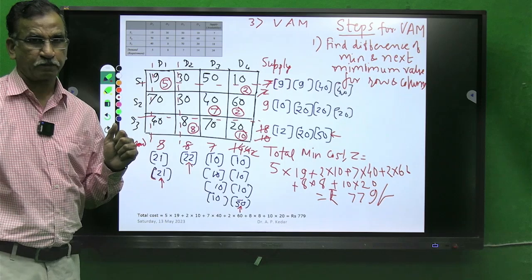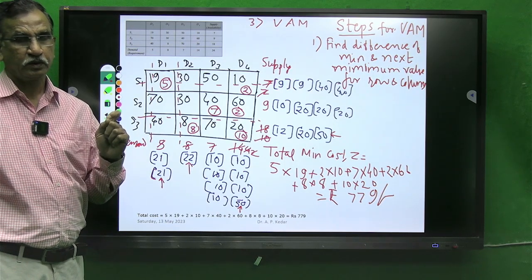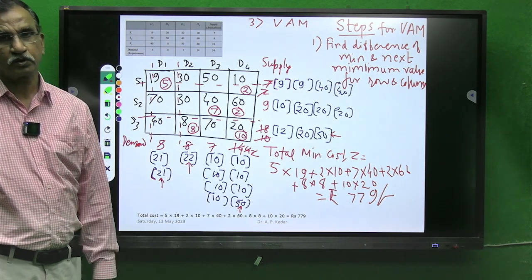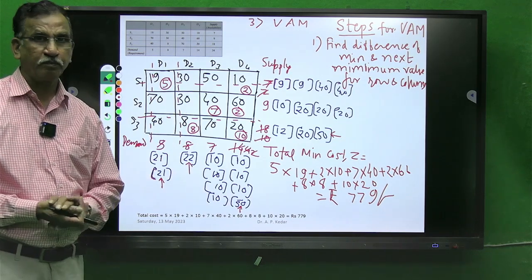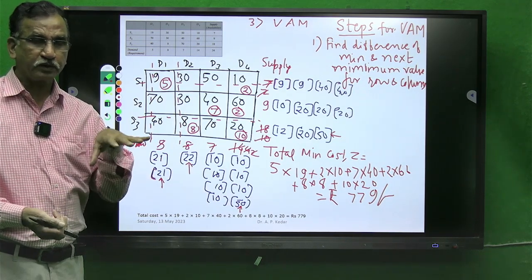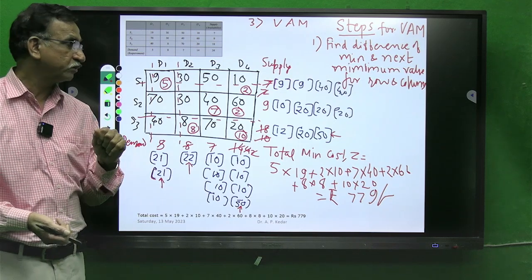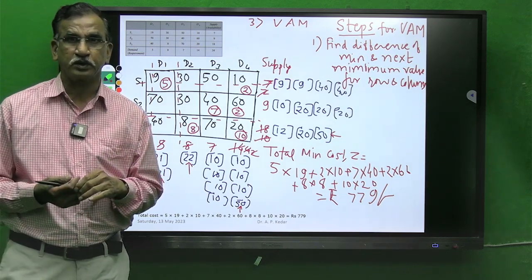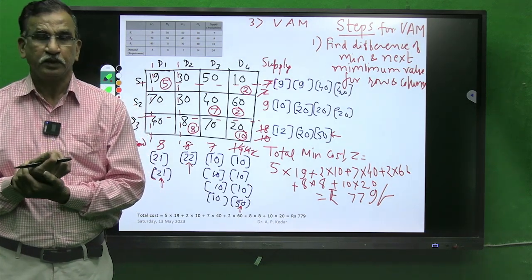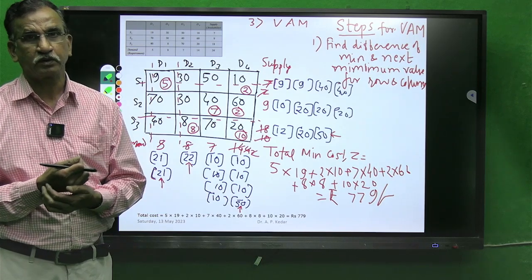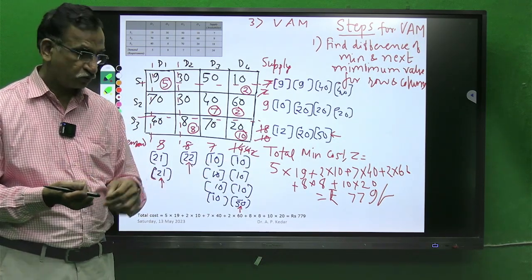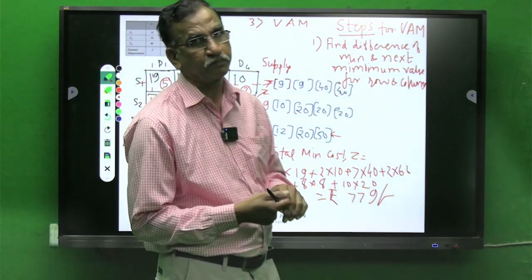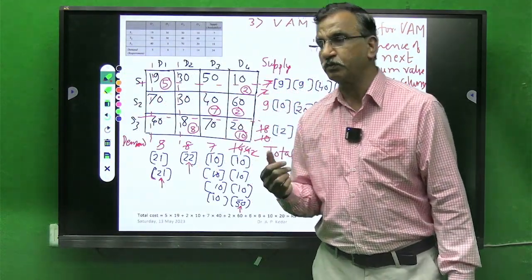So we have seen three methods for finding the initial solution. The first method we have seen is the northwest corner rule, second the least cost method, third the very important WAM method. If you compare the initial cost by the three methods, in the first case it was 1015, in the second case it was 814, and now here it is 779. So we got three answers of initial solution for the same problem.